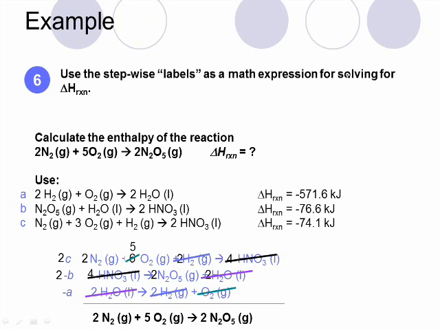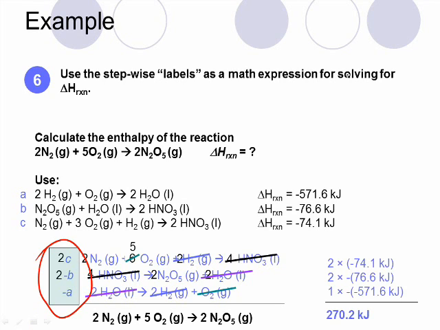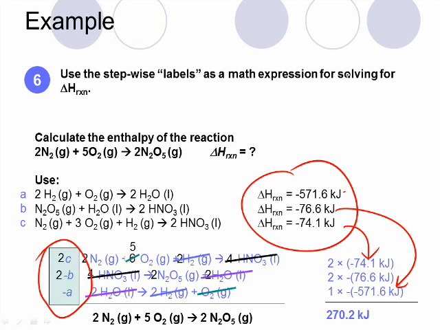We're going to use the stepwise labels as a math expression for solving delta H reaction. So notice, come back here, we had 2C times 2, negative B and negative A. That means we take these values right here, and right here, and multiply by those coefficients to get our final answer. And there we go.